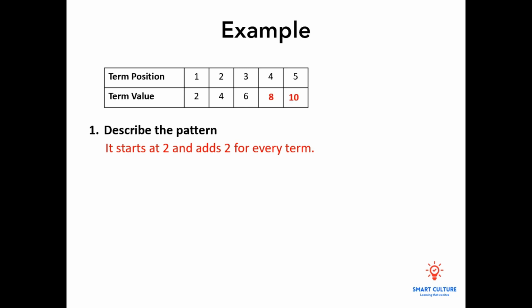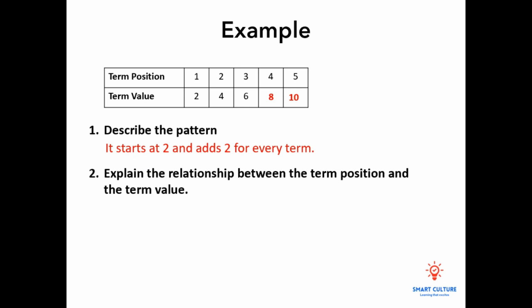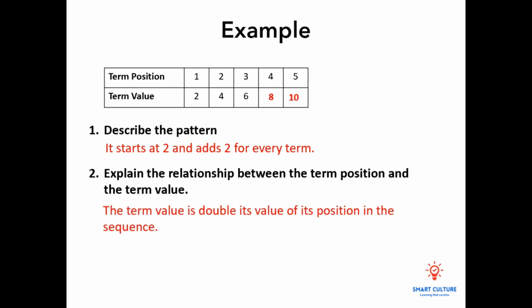So the next one, for position 4, will be 8, and position 5 will be 8 plus 2 again, which is 10. Number 2, explain the relationship between the term position and the term value. The term value is exactly double its position in the sequence.